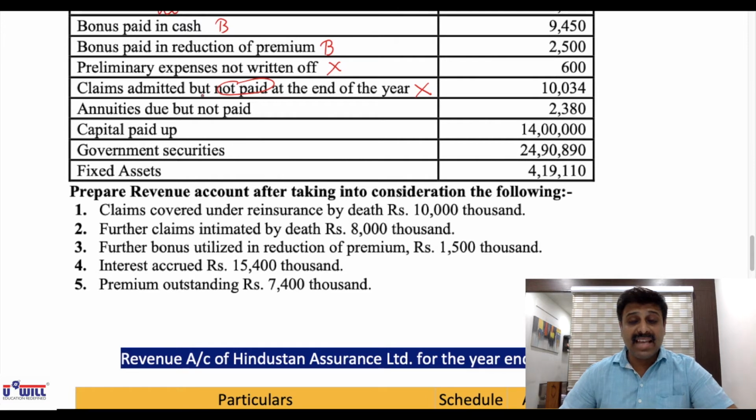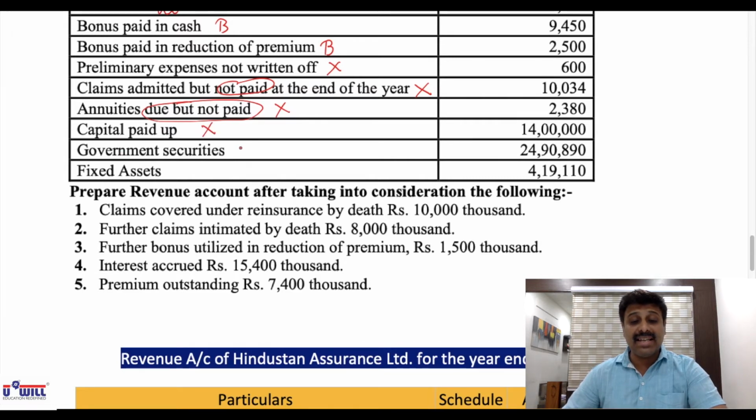If the same claim was given in adjustment, then we would have added in claims. But since it is given in the trial balance, it would have a single effect, that is in the balance sheet as a current liability, so no effect over here. Annuities due but not paid, exactly the same. Due but not paid means outstanding. Since it is in the trial balance, it will have a single effect in the balance sheet as a current liability, so no effect, put a cross on that. Capital will come in the balance sheet, so no effect.